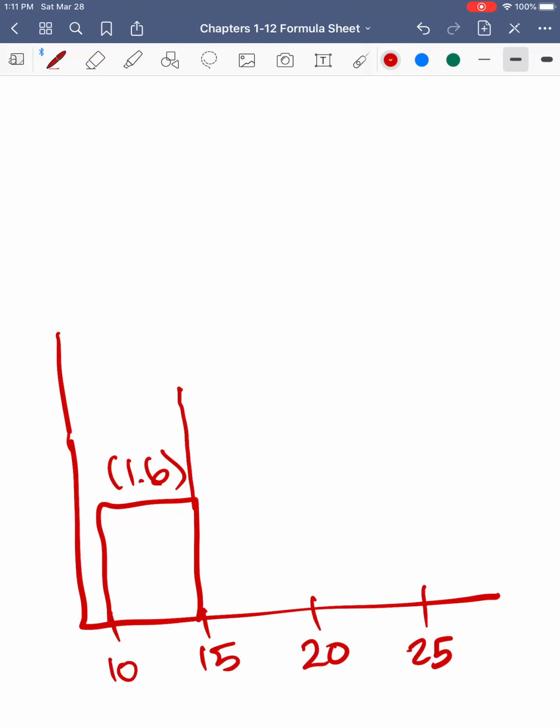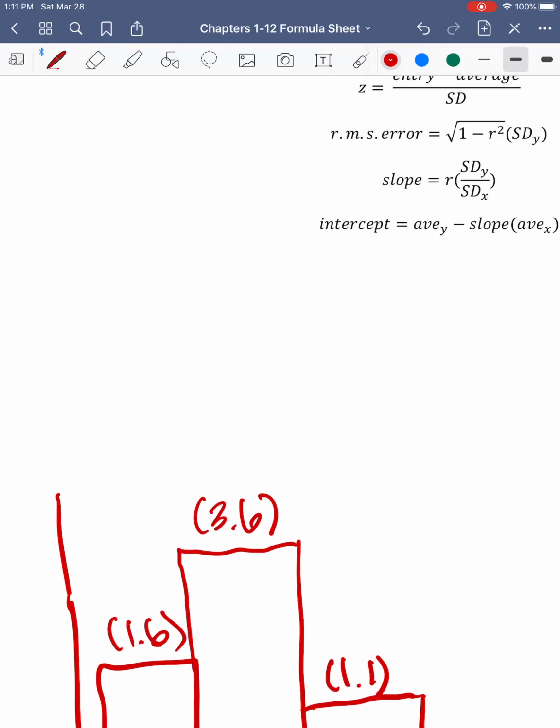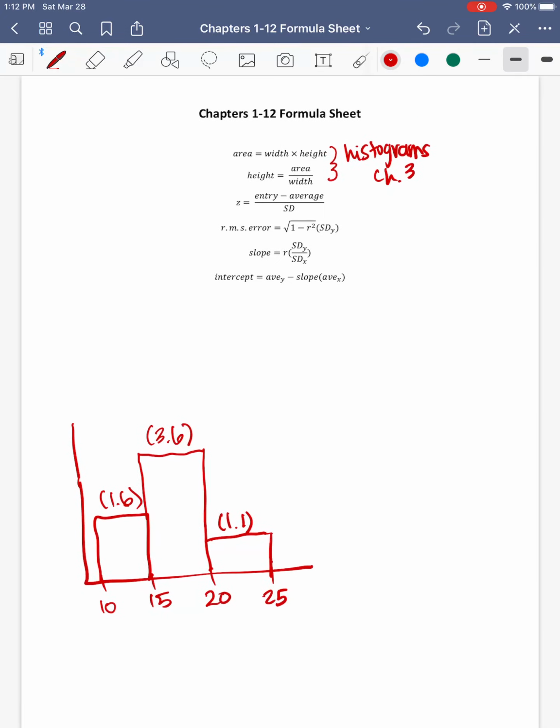Then let's say this next bin is 3.6% tall, and this bin is 1.1% tall. So these formulas that we had up here are dealing with finding the area or finding the height. So with the area, keep in mind there's probably a lot more to this. This is just the first few.